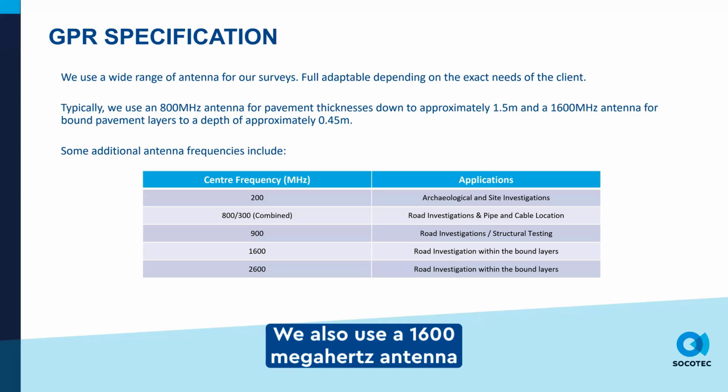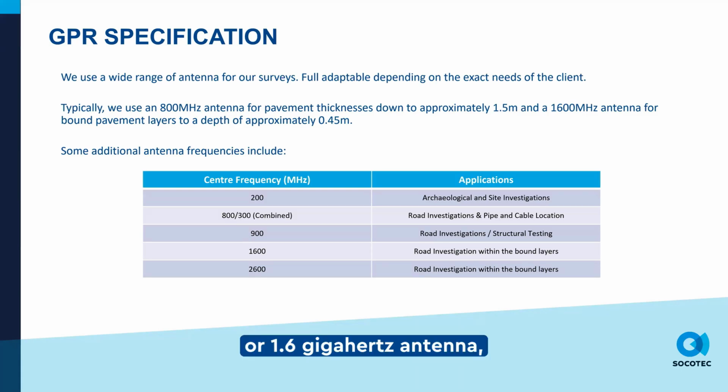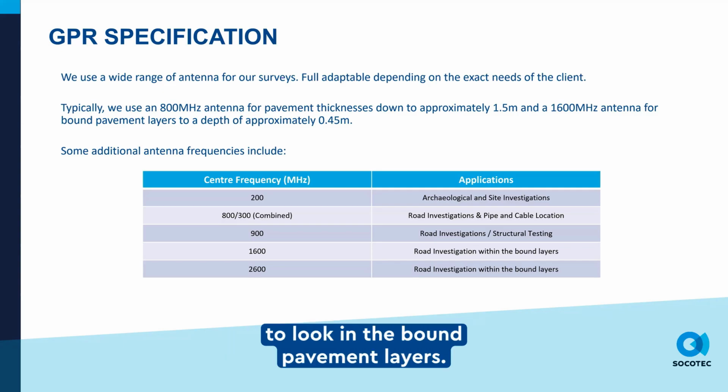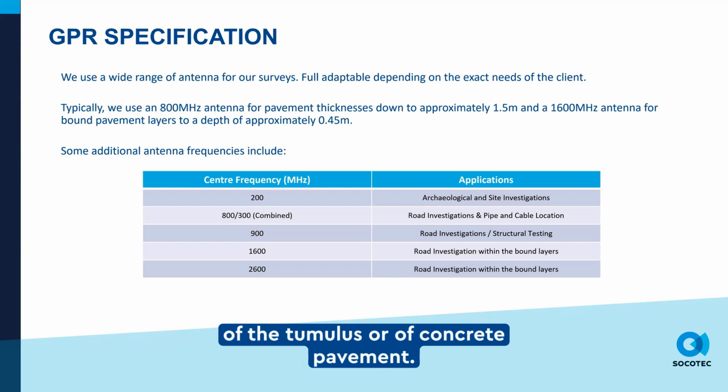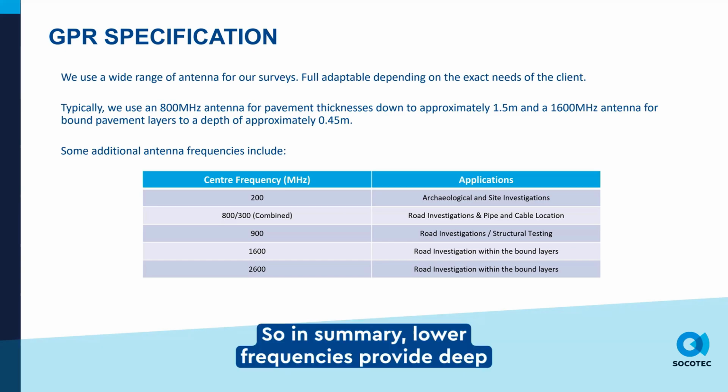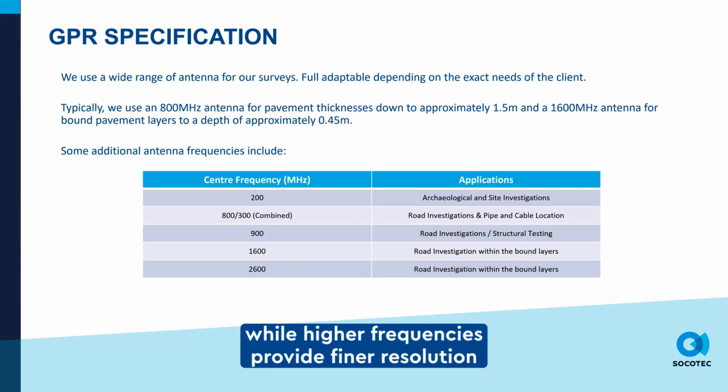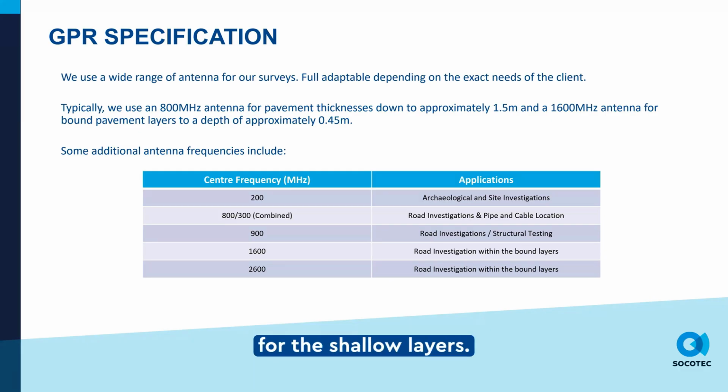We also use a 1600 megahertz, or 1.6 gigahertz, antenna, which is used predominantly to look in the bound pavement layers. So we're looking at each individual layer of bituminous or concrete pavement. However, these frequencies will only go down to an effective depth of around 0.45 meters. So in summary, lower frequencies provide deeper penetration, while higher frequencies provide finer resolution for the shallow layers.